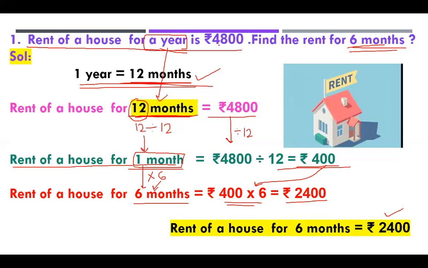Or you can do it verbally also. You know that the rent of a house for 12 months is 4800 rupees, and find this rent for 6 months. You know that half of 12 months is 6 months only.